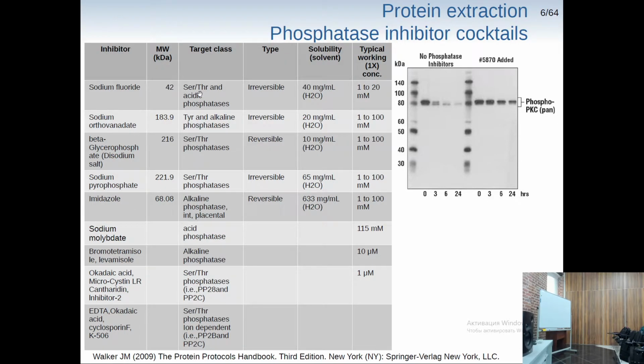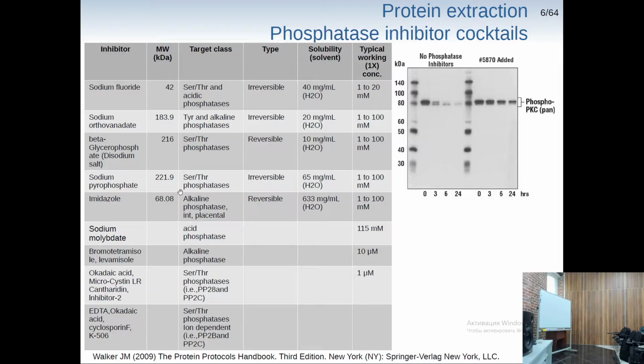There are acid phosphatases, there are alkaline phosphatases, and also if we're talking about, let's say, alkaline phosphatase, there are different forms of this phosphatase. For instance, in placental tissue, there is another group of those phosphatases which are not blocked by most of those inhibitors aside from imidazole.